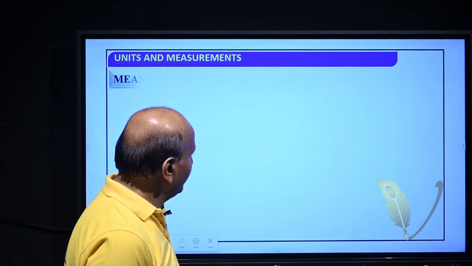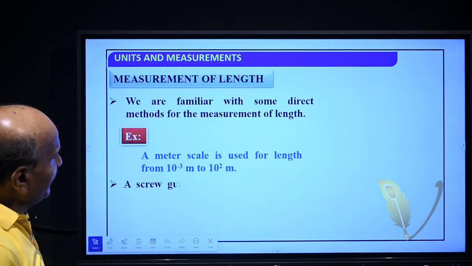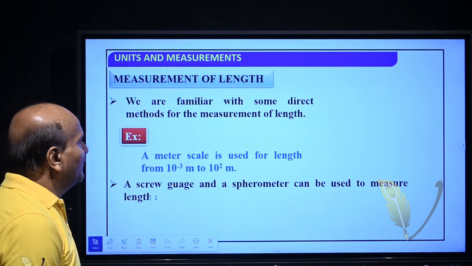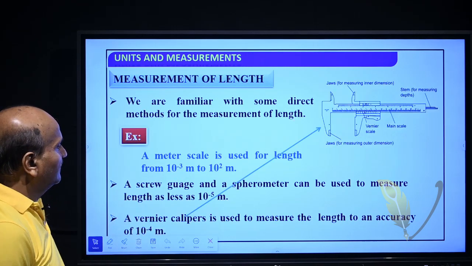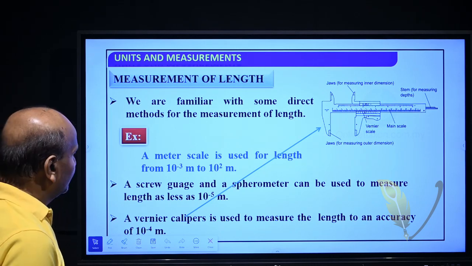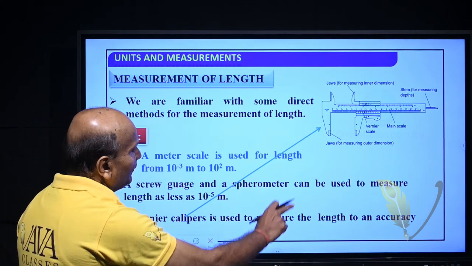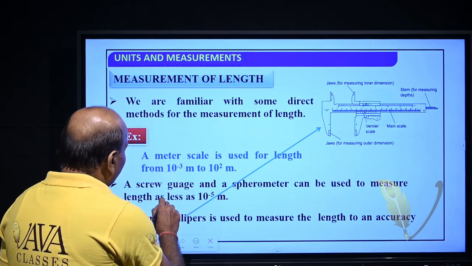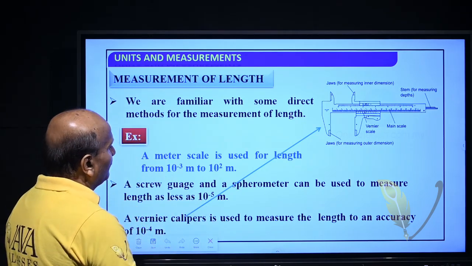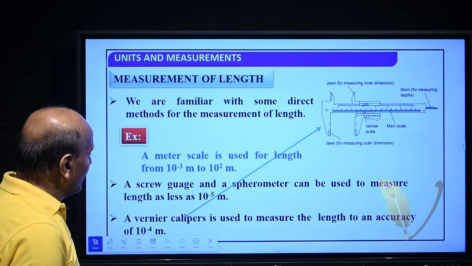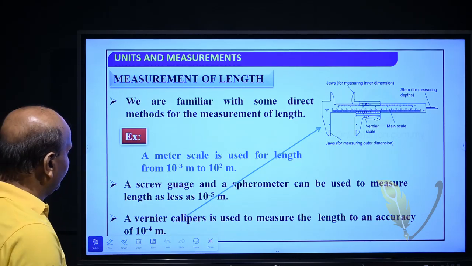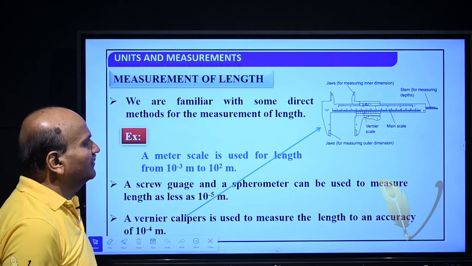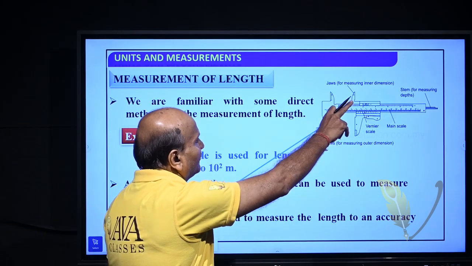Now I am talking about measurement of length. We are familiar with some direct methods for the measurement of length. A meter scale is used for lengths from 10 to the power minus 3 meter to 10 to the power 2 meter. A screw gauge and a spherometer can be used to measure lengths as small as 10 to the power minus 5 meter. A vernier caliper is used to measure length to an accuracy of 10 to the power minus 4 meter. So, this is the vernier caliper.